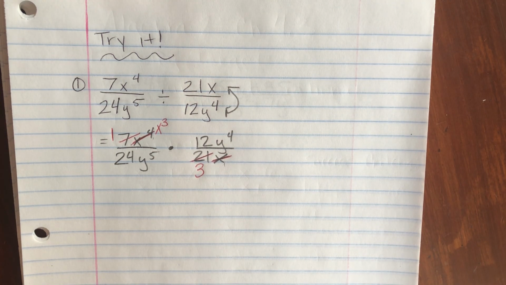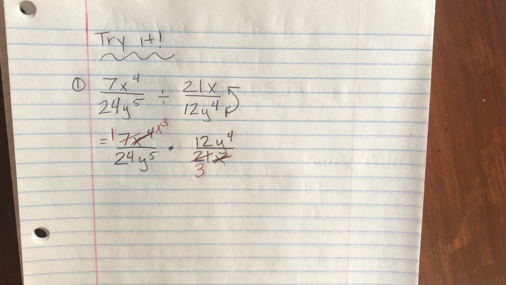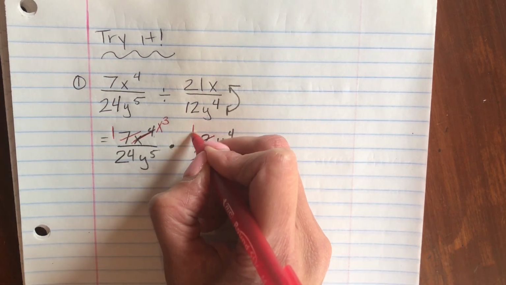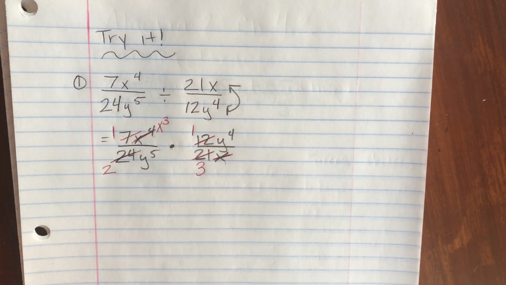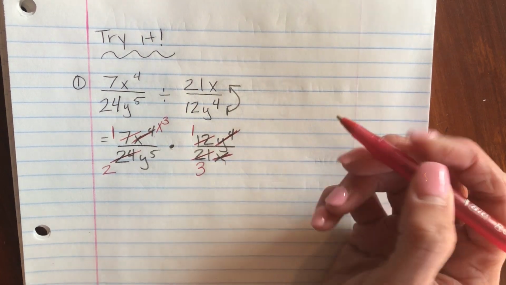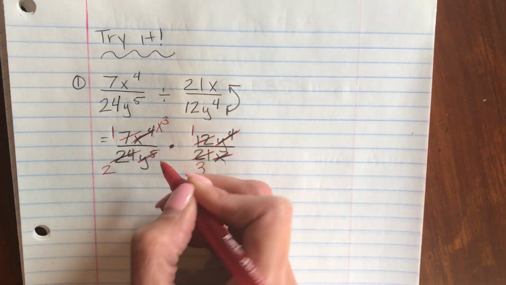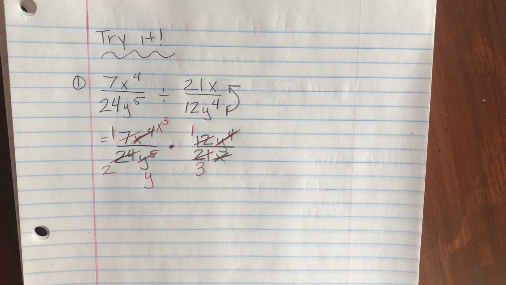All right, what else? Let's try going this way here, diagonally. So let's look at the numbers, 12 and 24. Both can be divided by 12. 12 divided by 12 is 1. 24 divided by 12 is 2. And then let's take a look at these y's. That goes away. I took 4 away, so I have 1 left. And let me just do a quick check. It looks good. Now we are ready to multiply.